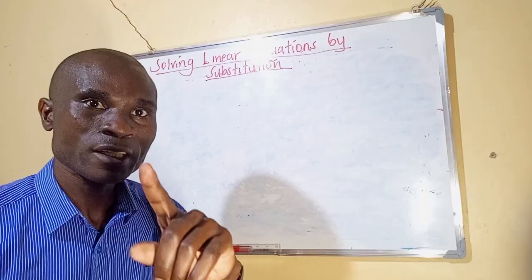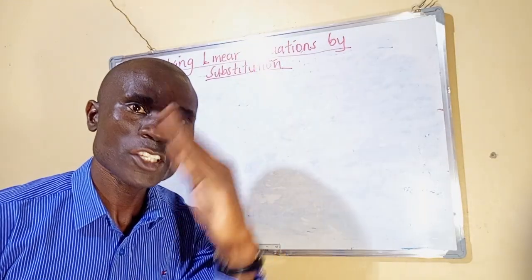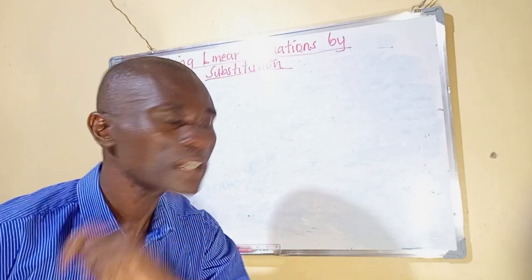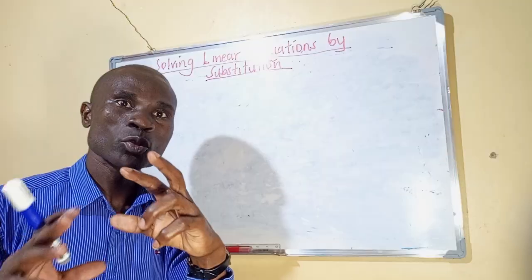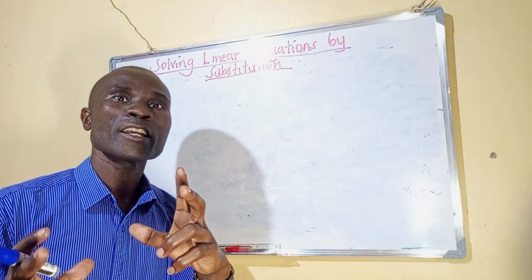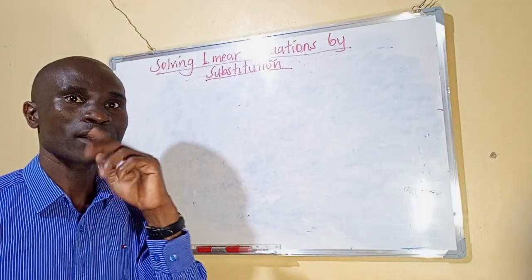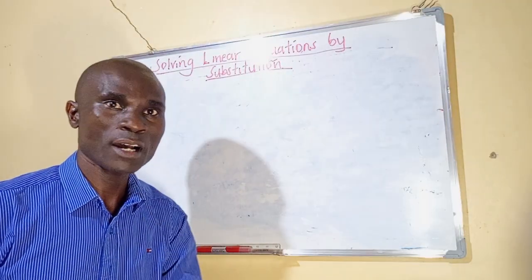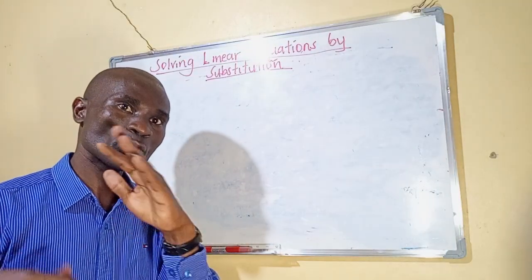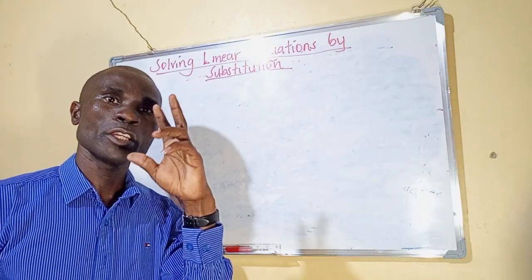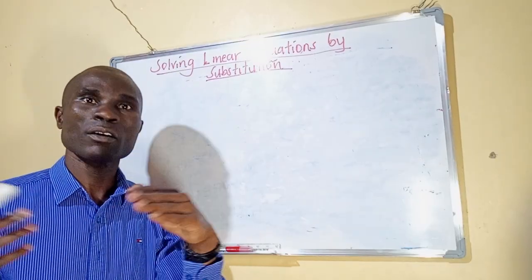We are looking at linear equations. Remember, we started by a definition. We did a definition on what a linear equation is, and therefore, I believe that all of us are now able to come up with a linear equation. We formed the linear equations. And therefore, I want us to engage on how to solve them now.